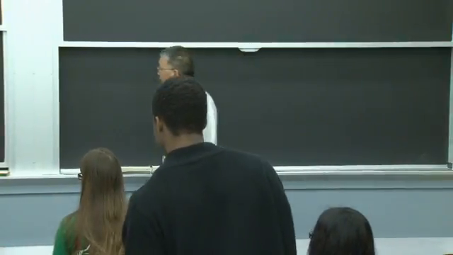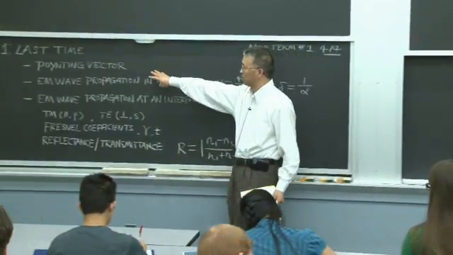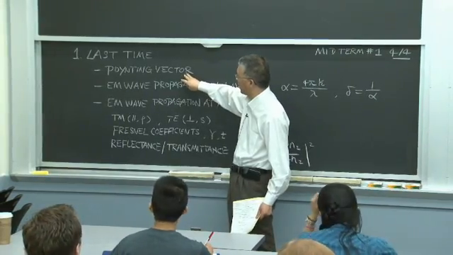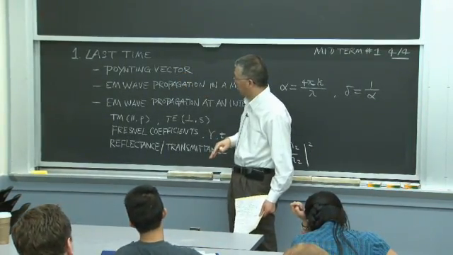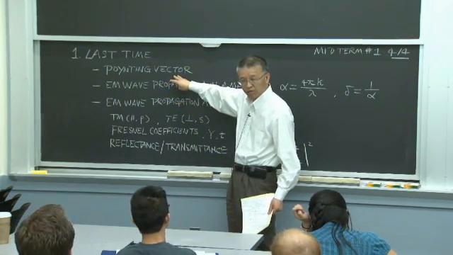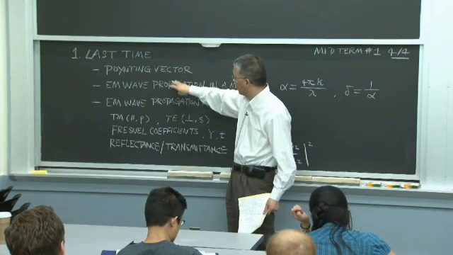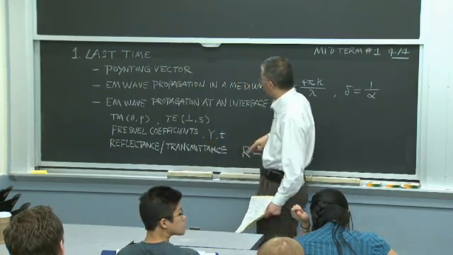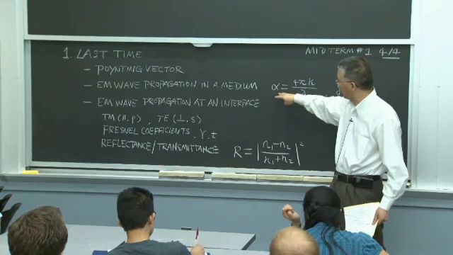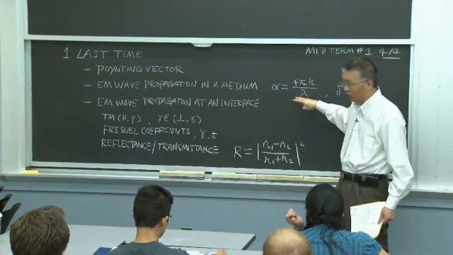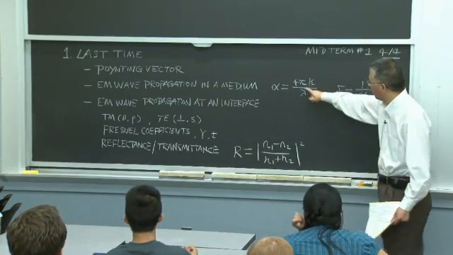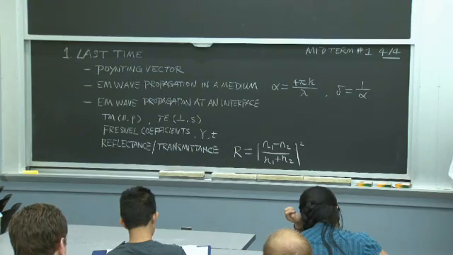Coming back to the last lecture, we discussed the energy carried by an electromagnetic wave, that's the Poynting vector. Then we took the plane wave solution of an electromagnetic wave in a medium and calculated the Poynting vector. From that, we learned that the Poynting vector decays exponentially, as determined by the absorption coefficient, which is 4 pi kappa over lambda.